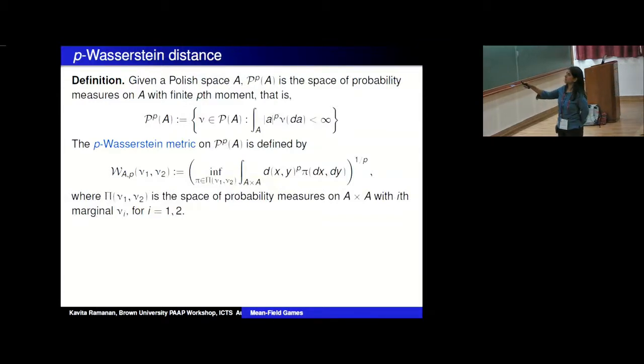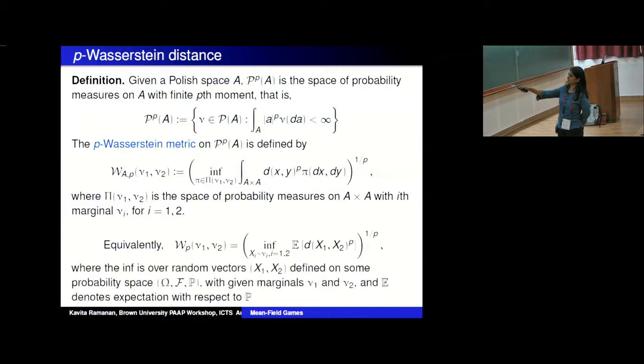So if you have a Polish space, the space of probability measures with a finite pth moment, this is just the space with a finite pth moment. The Wasserstein distance is defined in this way: you look at the distance between x and y to the p, and then you integrate it over all possible measures which are couplings of nu1 and nu2.